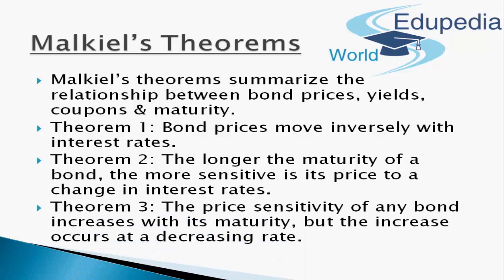Theorem number 3 says the price sensitivity of any bond increases with its maturity, but the increase occurs at a decreasing rate. That means a bond's sensitivity to interest rate changes increases at a diminishing rate as its maturity grows. So as the maturity grows, the bond's sensitivity to interest rate changes is going to increase, but at a diminishing rate.